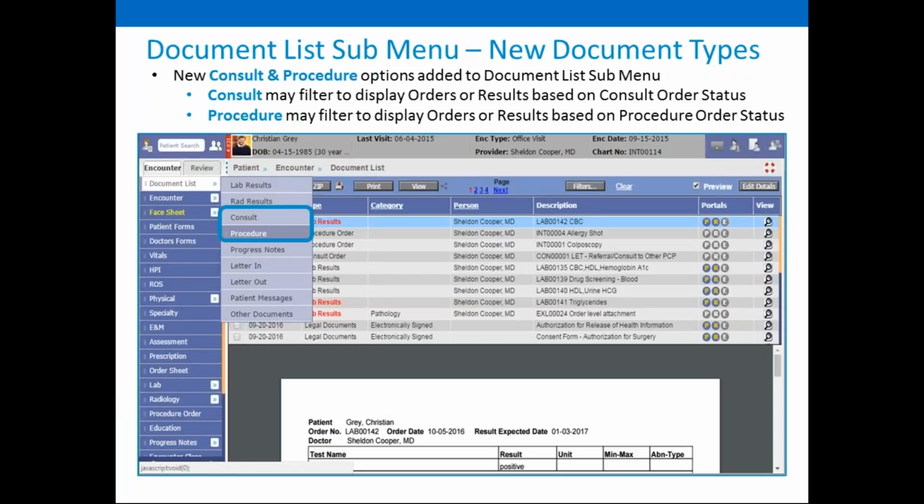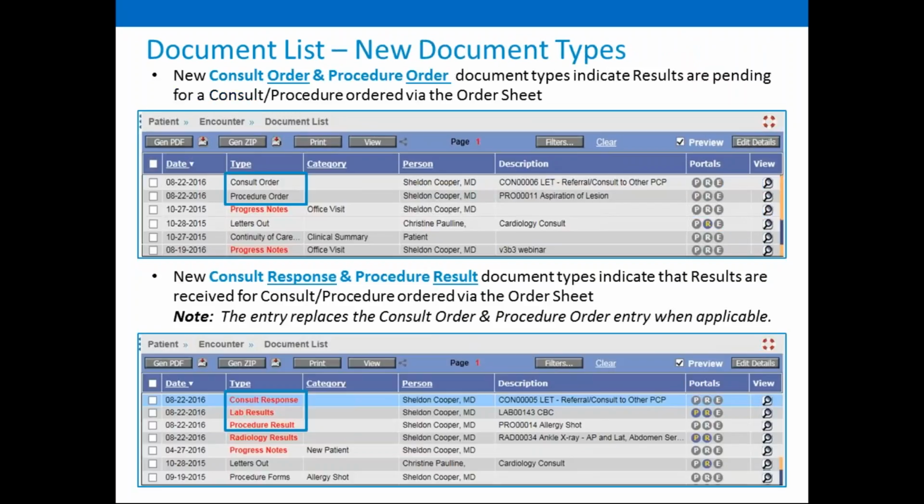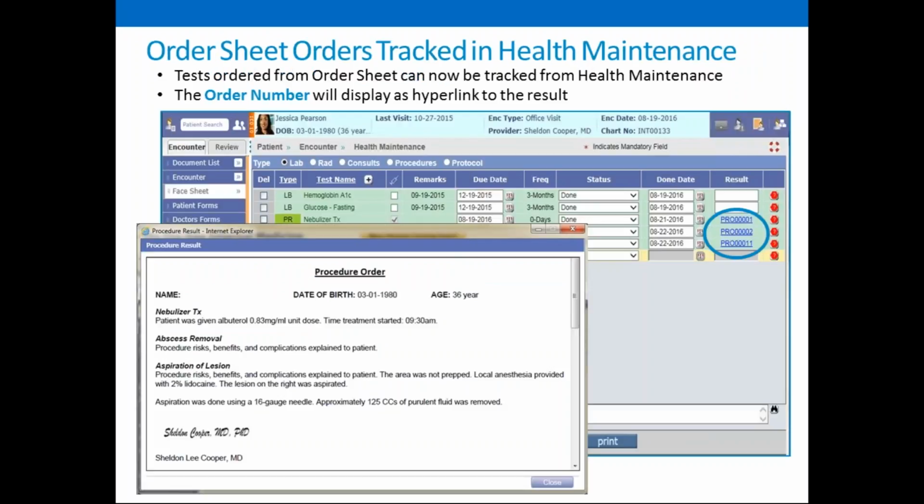Now there are new menu types added to the document list submenu for consult and procedure. Very similar to what we just talked about under CPOE. The same is true here on your document list, and it will either be an order or a response, depending on the status. If you use health maintenance, there's now a hyperlink in between health maintenance and the order sheet, so it's easy to see the result when relevant.